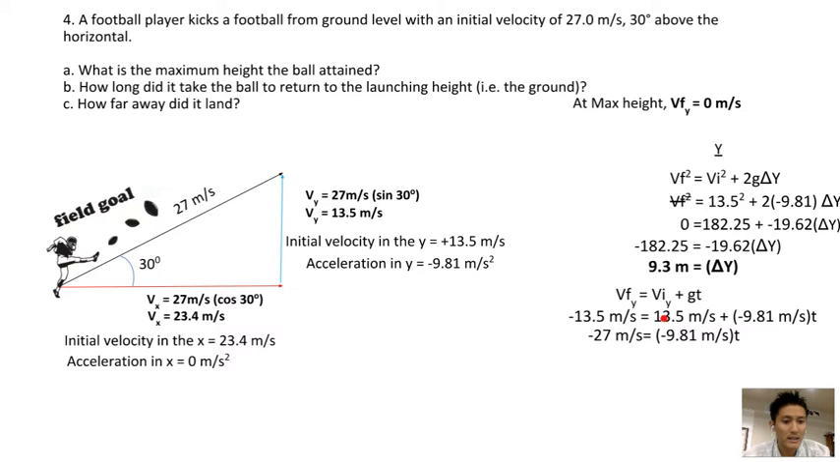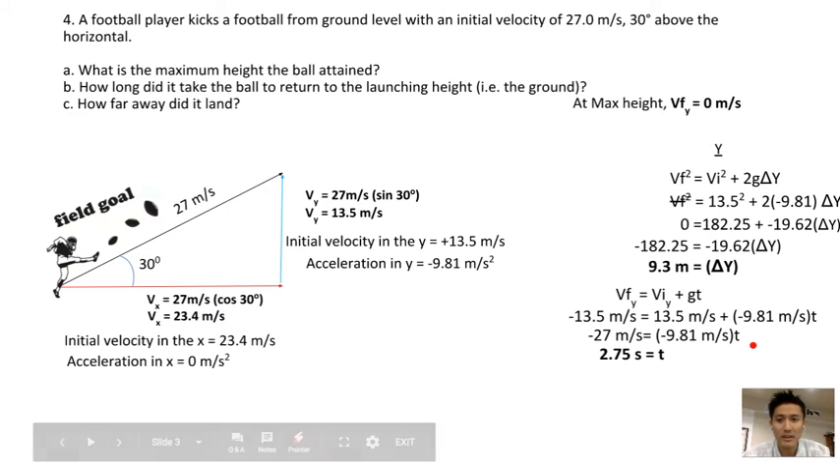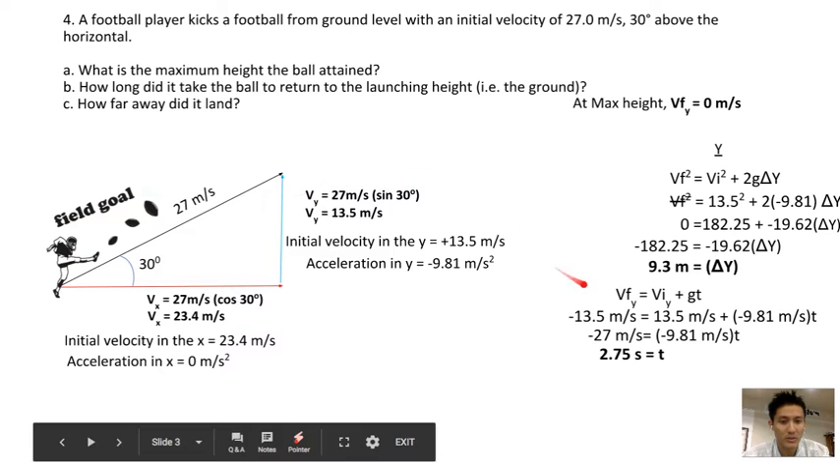Okay, so I subtract that to that side, so we get a negative 27 equals to that. Time is going to be 2.75 seconds, and that is how long it'll take the ball. That's the total air time of this kick, 2.75 seconds.